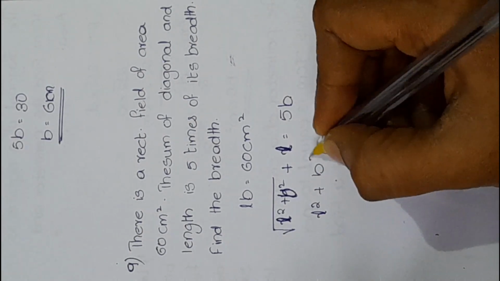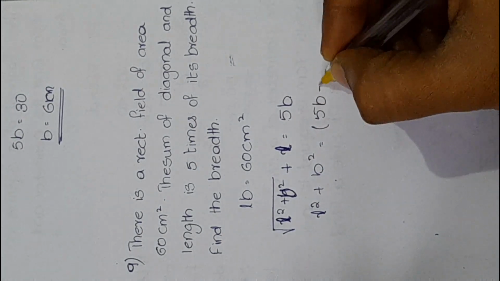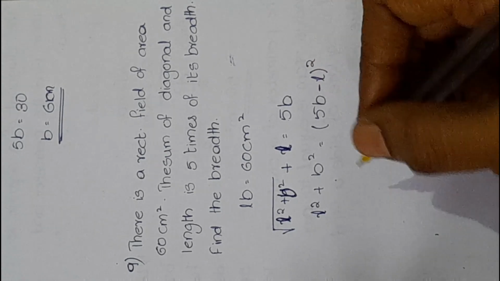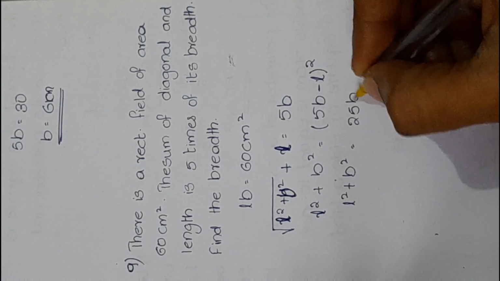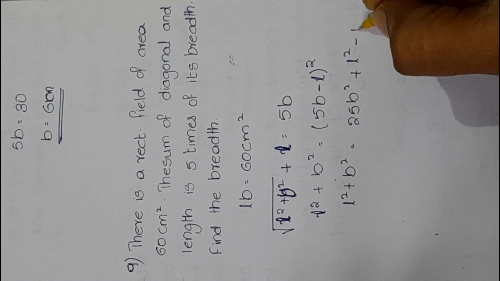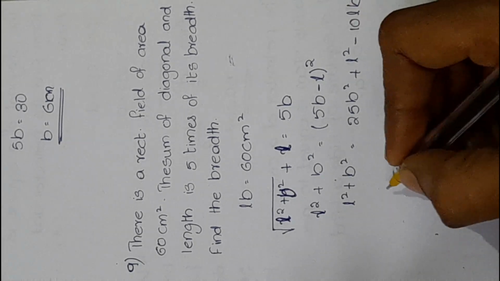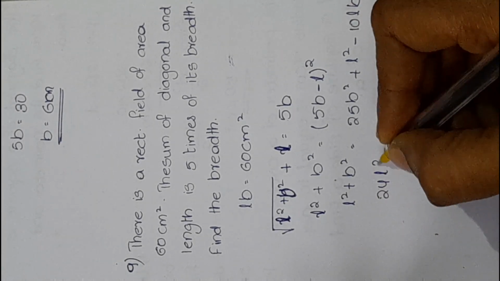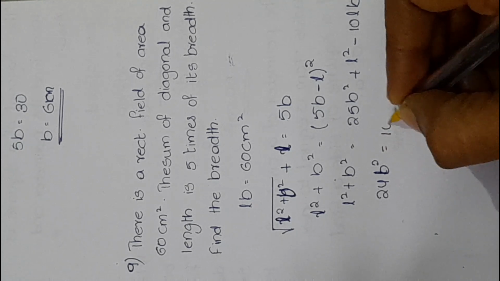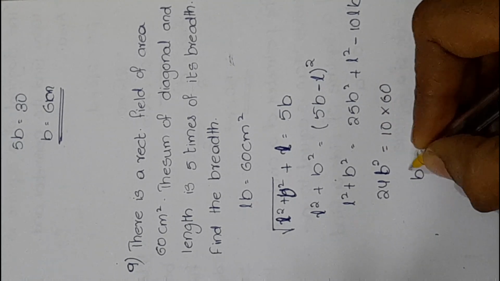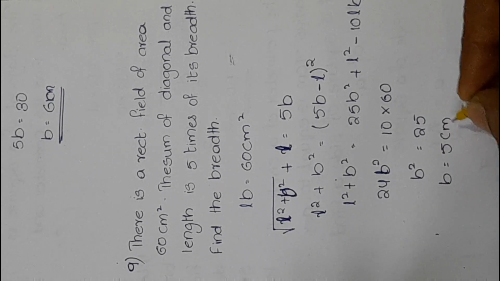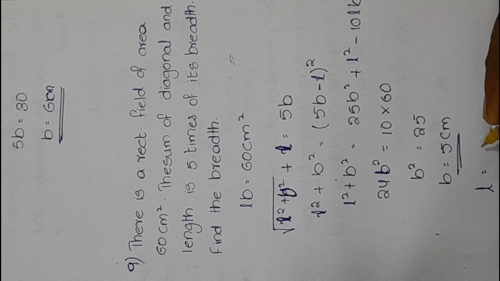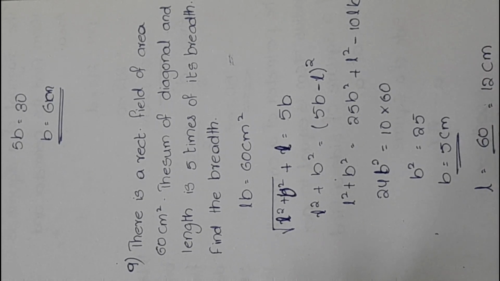So L square plus B square is equal to (5B minus L) whole square. L square plus B square is equal to 25 B square plus L square minus 10 L into B. From this, 24 B square is equal to 10 into 60, or B square is equal to 25. So B value is 5 centimeters. Now L is equal to 60 by 5, which is equal to 12 centimeters.